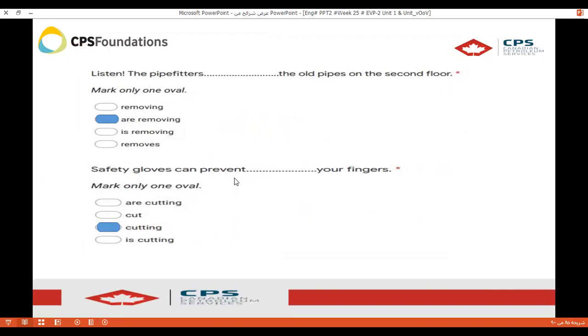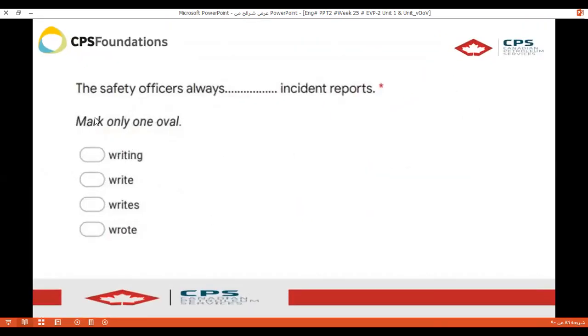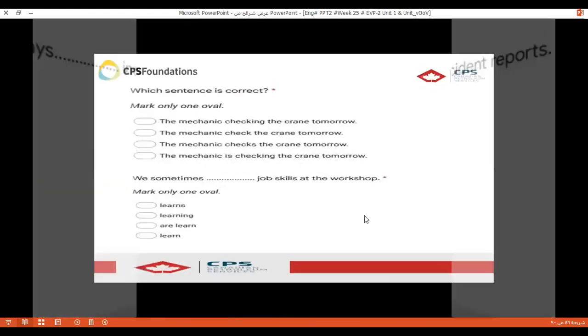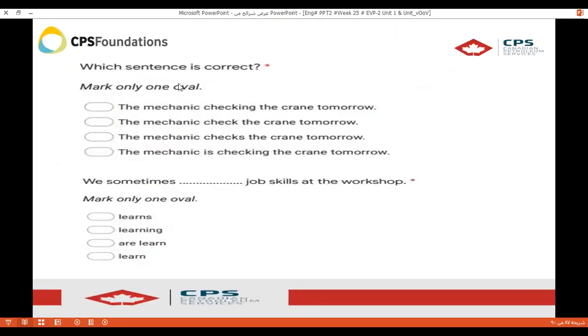Safety gloves can prevent cutting. After prevent, you have to use the verb plus ing. The safety officers always, this is present simple. So what's the verb in the present simple? Write, writes, or wrote? Which one here? Write or writes with S? Safety officers is plural, so we don't add S. We say write.